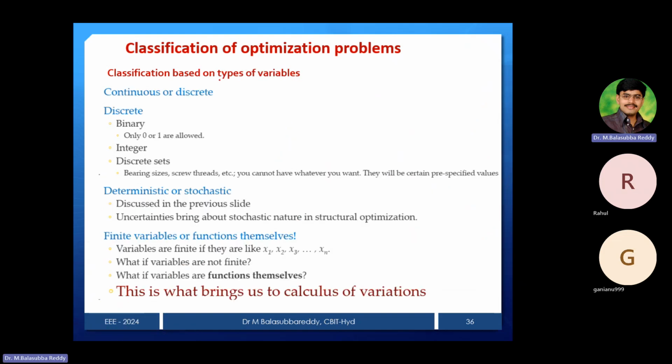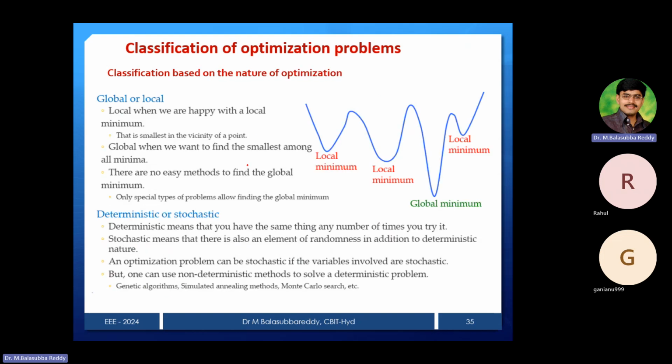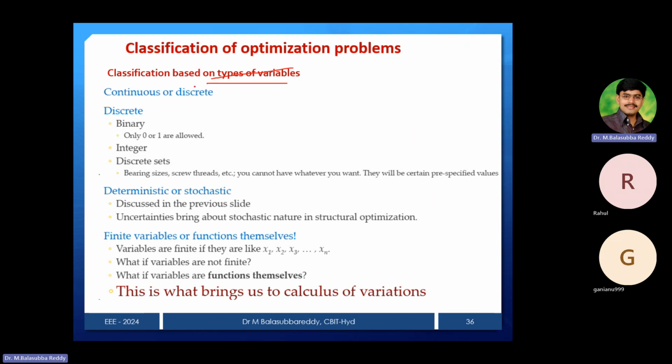And the classification based on types of variable. So one classification is the nature of optimization. Another classification is based on the type of variable. The types of variables are binary, integer and discrete. Binary, as you know, is 0 or 1, and then integer, then discrete variables. These are the different classifications based on the type of variable.